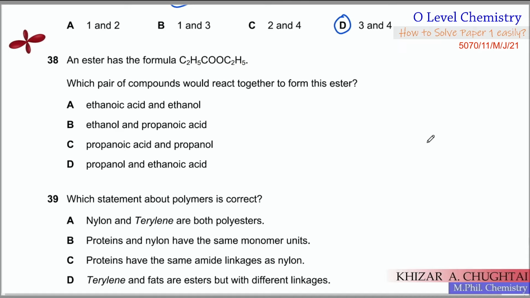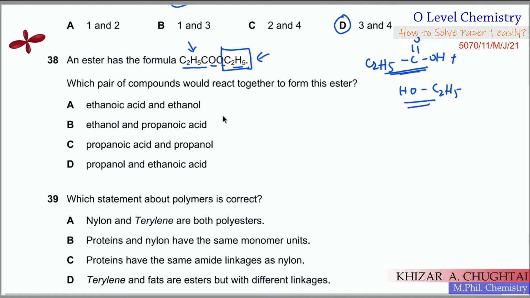Question number 38. An ester has the formula shown over here, C2H5COOC2H5. Which pair of compounds would react to form this ester? Simply speaking, this part comes from the alcohol side, and this portion is from the acid side. So its acid is C2H5COOH, and its alcohol will be C2H5OH. I mean ethanol and propanoic acid. B is the correct option.